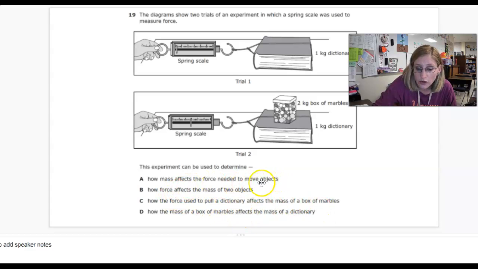So it does show how much force is needed to move the object. But doing the science experiment, it shows that you're going to need more force, right? This has more mass, which is going to require more force. So how the mass of a box of marbles affects the mass of the dictionary, or how the force used to pull a dictionary affects the mass of the box of marbles. This right here would be D: how the mass of a box of marbles affects the mass of a dictionary.